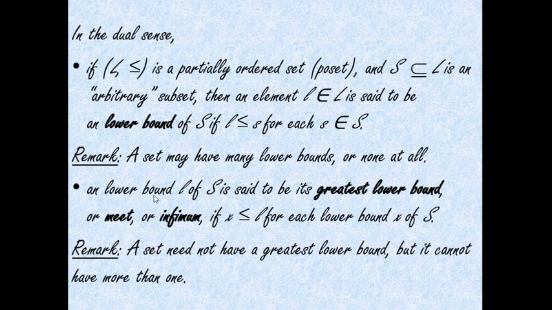Next, suppose you have a lower bound l of S. This lower bound l is called its greatest lower bound, or meet, or infimum, if for every lower bound X of S, X is less than or equal to l. X is related to l. And here also we have a remark: a set need not always have a greatest lower bound, but if it does, it will be unique.